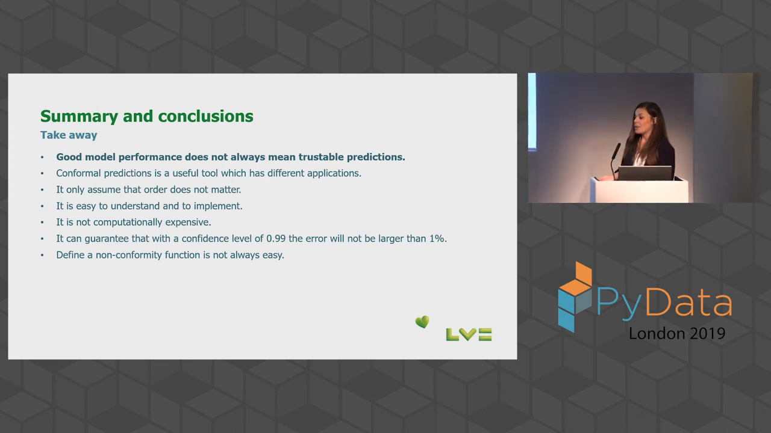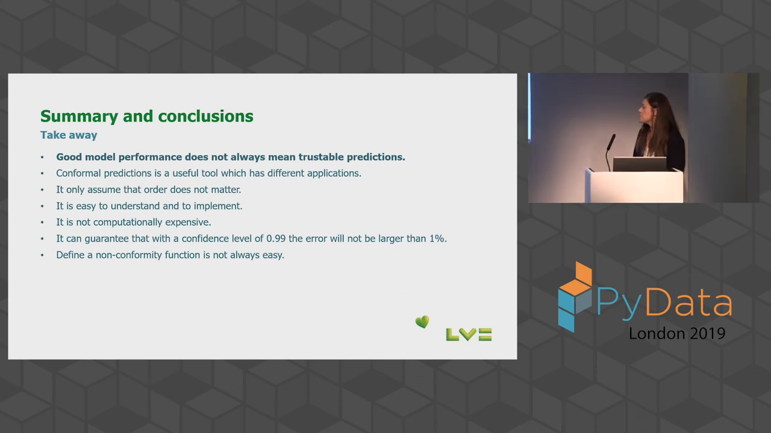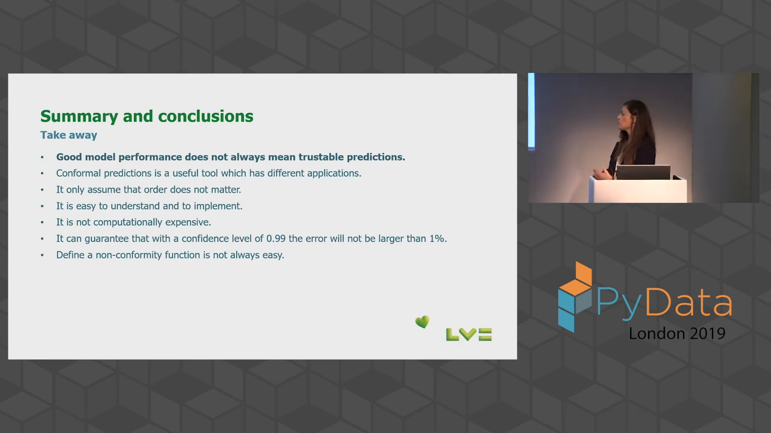Another thing I want you to remember is that the conformal predictor is a useful tool and it's not only about getting a conformal interval, it can also be used for different applications. It helped me a lot to reduce the number of false positives. It doesn't assume a lot of things, so it's cool because we can use it all the time. It's easy to understand. I mean, in 20 minutes everybody now understands what it is. It's really easy to implement as well. It's not very computationally expensive, at least this basic definition that I presented today; it can be more computationally expensive if you use another technique. It can guarantee a confidence level of 0.99, so it's telling you that you will make an error of only 1%, so you can trust what you are predicting.